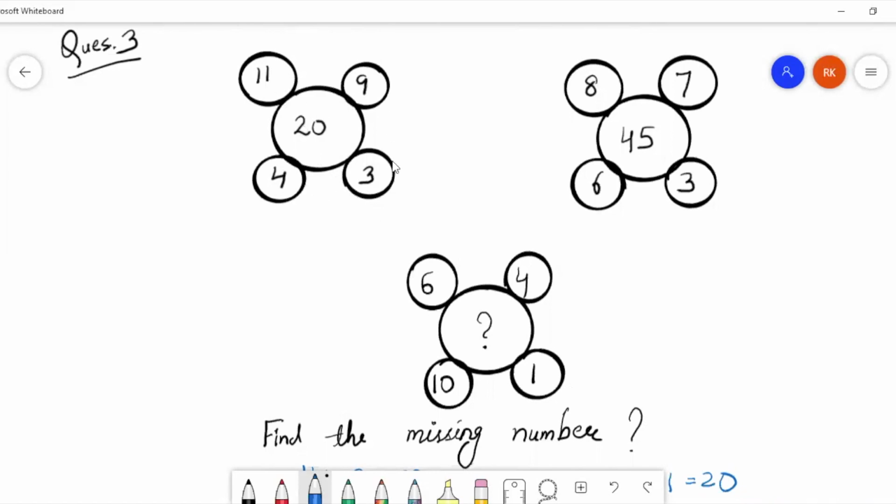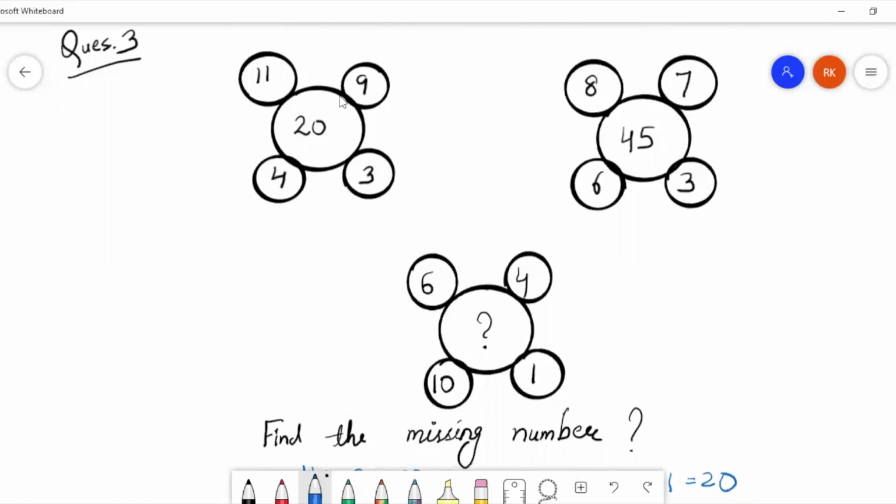If we add 9 plus 3, it's 12. 11 plus 4, 15. 15 minus 12 or 15 plus 12, we are not getting anything. Okay, so we will, the top numbers we will add and the bottom numbers we will try to subtract.